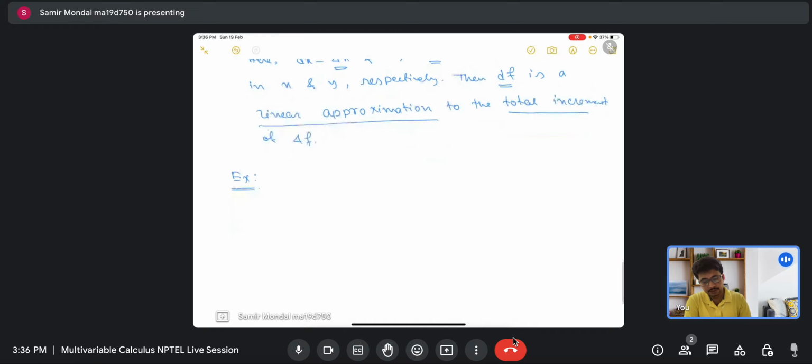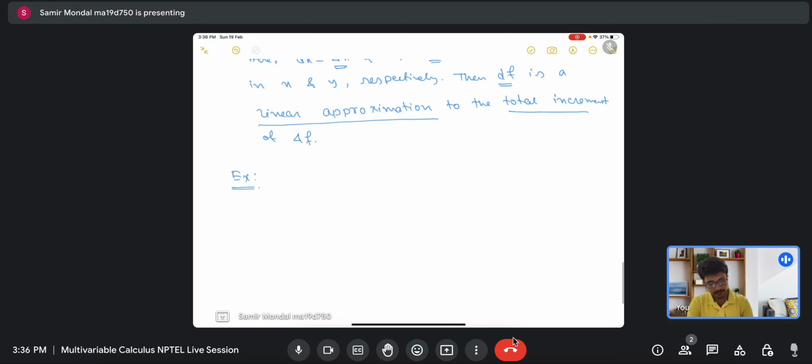So it is given that you have one rectangular box. The dimensions of the rectangular box are measured to be 75 cm, 60 cm, and 40 cm, and each measurement is correct to within 0.2 cm. This is given.